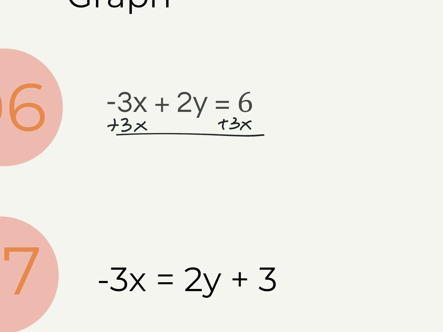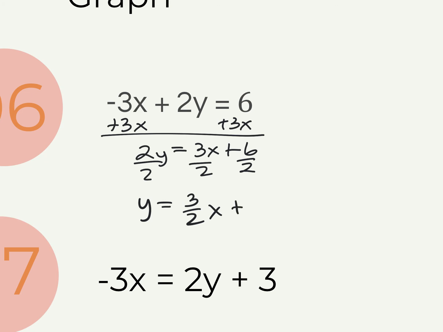I'm going to add 3x to both sides. 3x plus 6, divide by 2, and y equals 3 over 2x plus 3. So your slope would be, if they ask you to enter it, 3 over 2. Your y-intercept, again, as a coordinate, would be 0, 3.